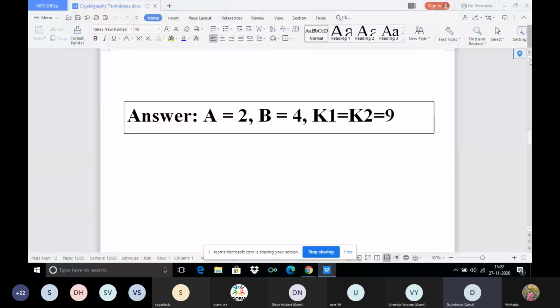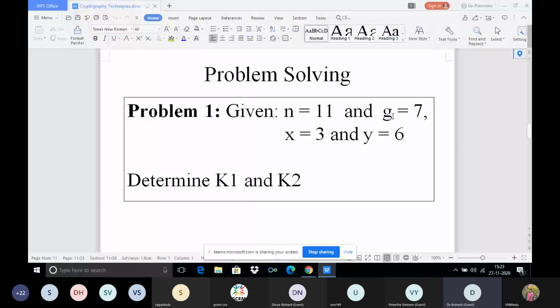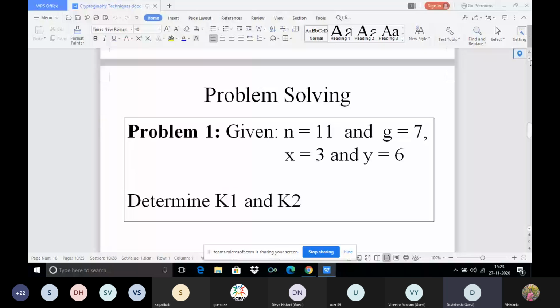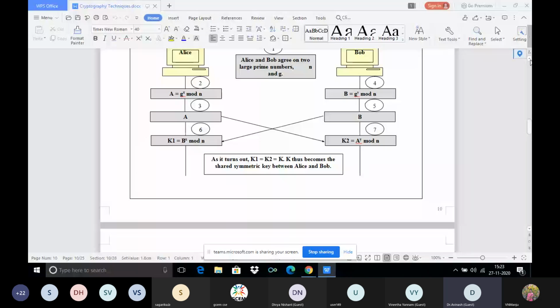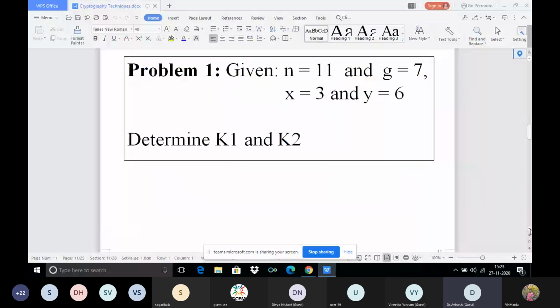For example, we have the value n as 11, g as 7, x as 3 and y as 6. So we can compute with the help of this function: A is equal to g to the power x mod n, and B is g to the power y mod n. So in both cases we are going to get the values for A and B, and then K1 and K2, both the values which we get are going to be equal.